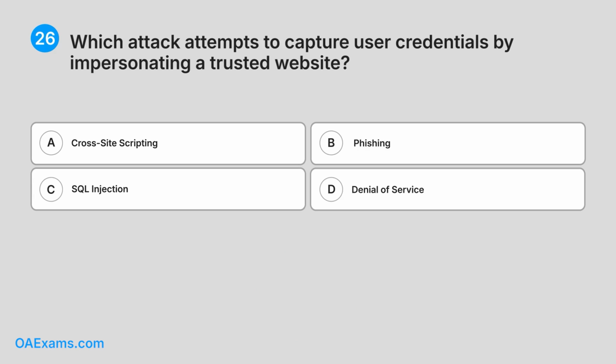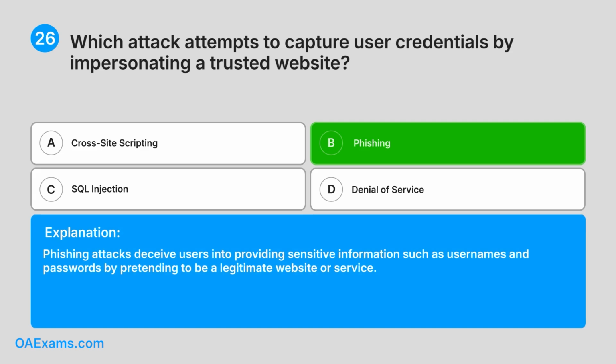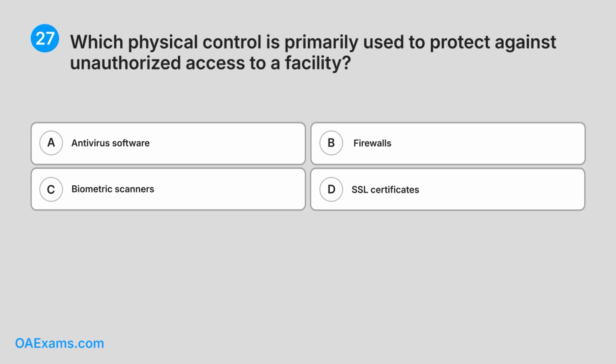Correct answer. B. Phishing. Explanation. Phishing attacks deceive users into providing sensitive information, such as usernames and passwords, by pretending to be a legitimate website or service. 27. Which physical control is primarily used to protect against unauthorized access to a facility?